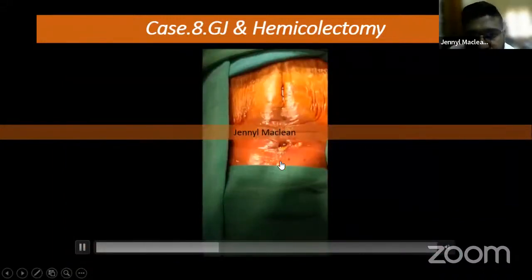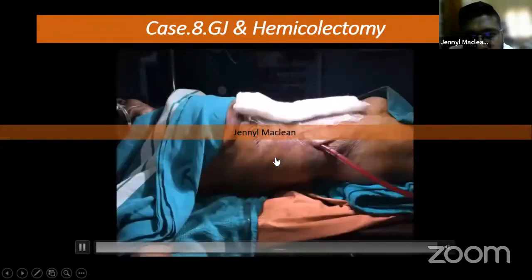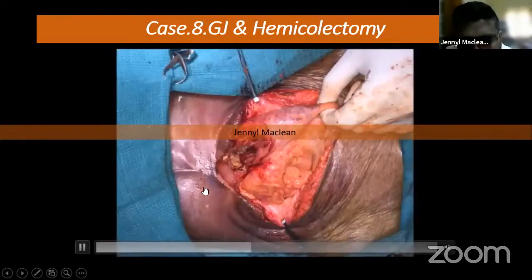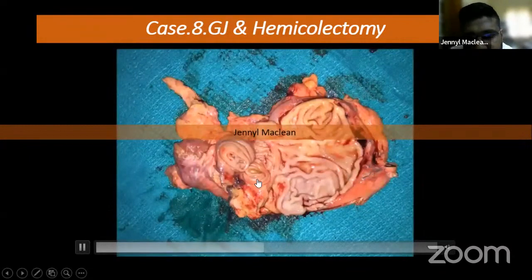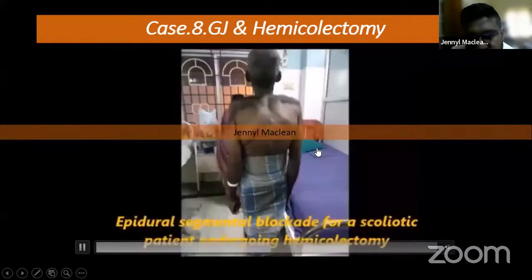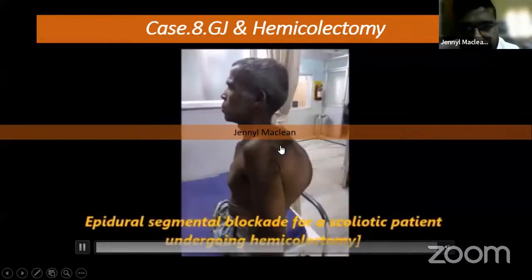Then after giving local anesthetic, you are able to get the patient into the supine position, padded at the gluteus, so that the kyphosis and the shoulder are supported. This is also a midline incision. They have done a gastrojejunostomy. This is another patient with severe kyphosis.